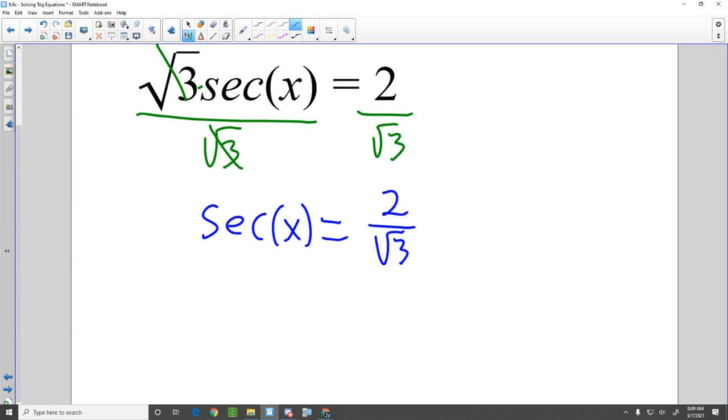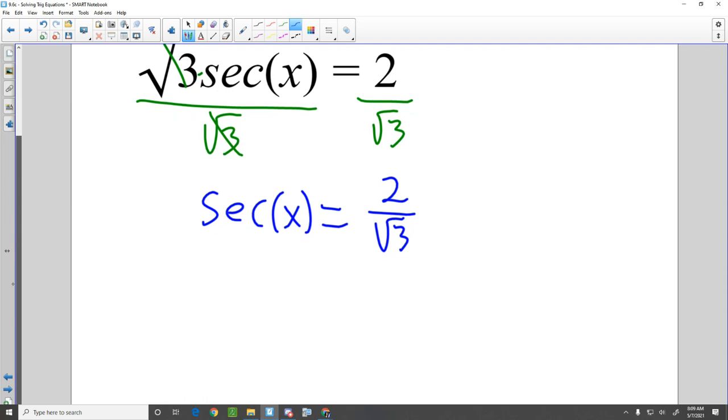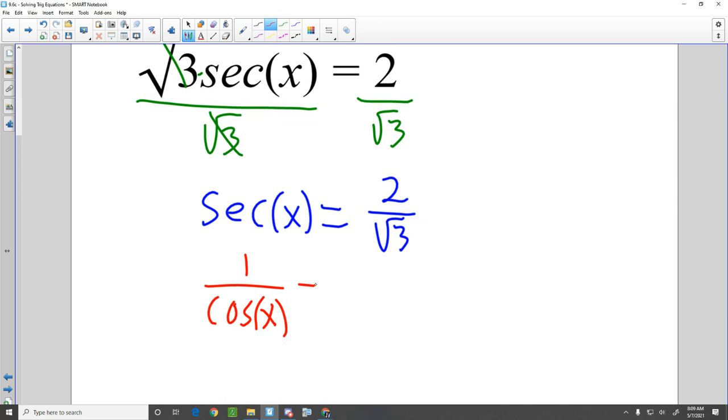Once you get a reciprocal trig function by itself, just like I have here, secant of x, nothing else on the left side, what you're going to do is take the reciprocal of it. What's the reciprocal of secant? Cosine, right? 1 over cosine, basically. So watch this. This is pretty cool. Secant is the same thing as 1 over the cosine. So 1 over the cosine is 2 over root 3.